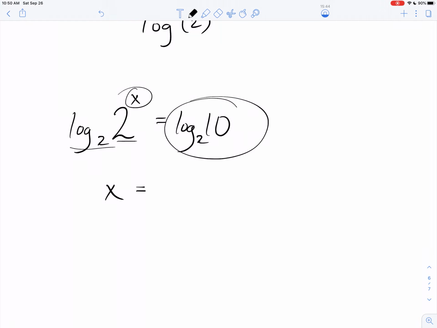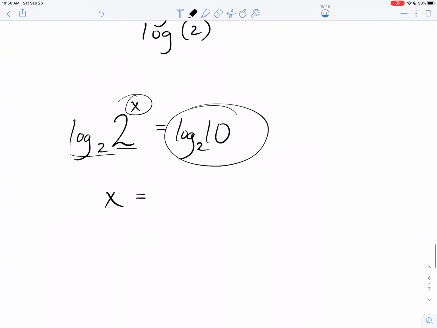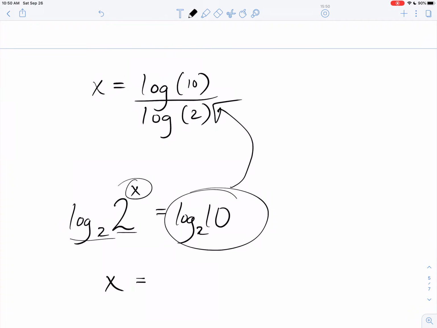But how do I trick my calculator into telling me that answer? Well, I do it like this. That's how I trick my calculator into doing it. So there are two different ways to get to the exact same place.